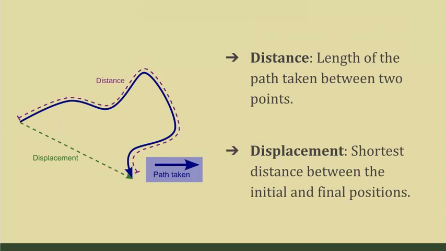Before we get started, let's review our definitions of distance and displacement. So distance is shown in this diagram in purple, and it's the length of the path taken between 2 points. Displacement is shown in green, and that is the shortest distance between the initial and final positions. I like to think of displacement as the shortcut.